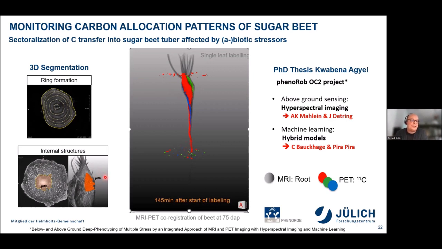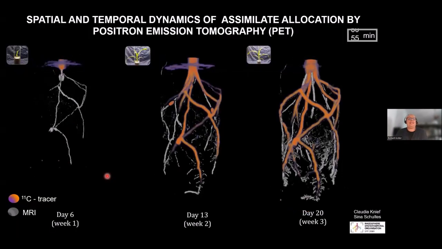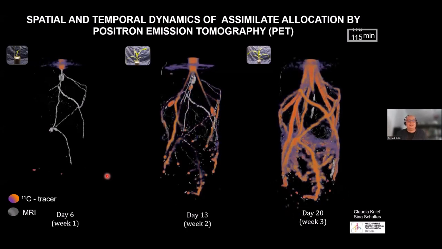Another example of how we can use this combination of MRI and PET is when we look into different phenological steps of a plant. With Claudia Knief and Sina Schultes in another project, we were investigating how the carbon allocation changes over time in maize plants. In gray, what you can see here is the structural information from the maize roots at 6, 13, and 20 days after emergence. And in pink, you can see the carbon tracer within the root system.